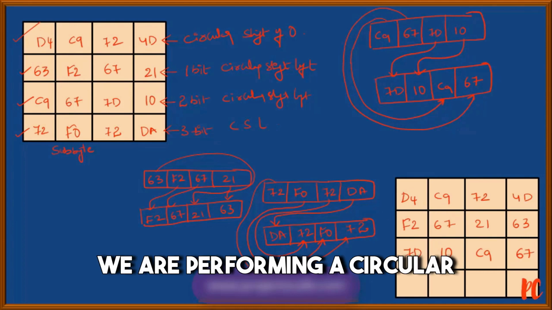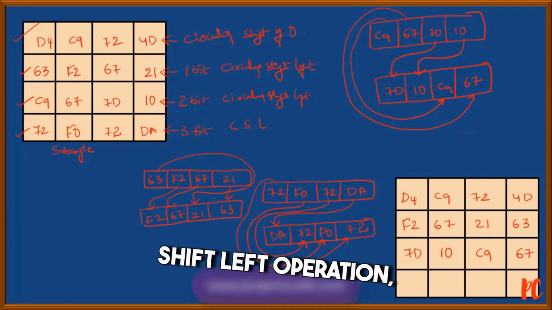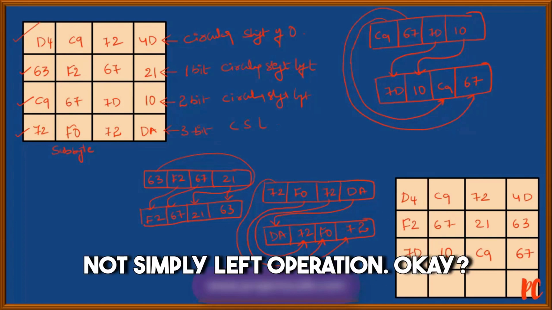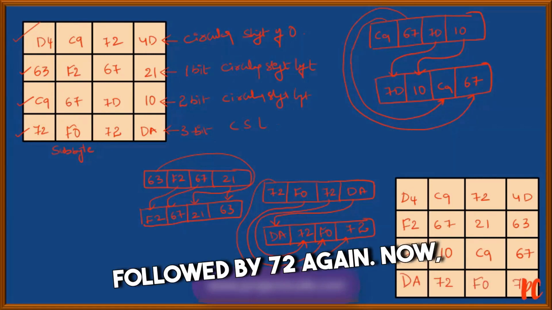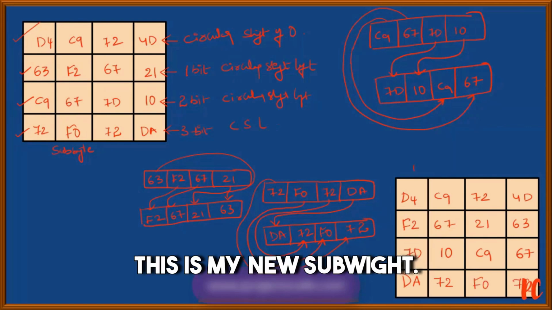Do not get confused, we are performing a circular shift left operation, not simply a left shift operation, okay? So let me complete it. This would be DA, 72, F0 followed by 72 again. Now this is my new subbyte.